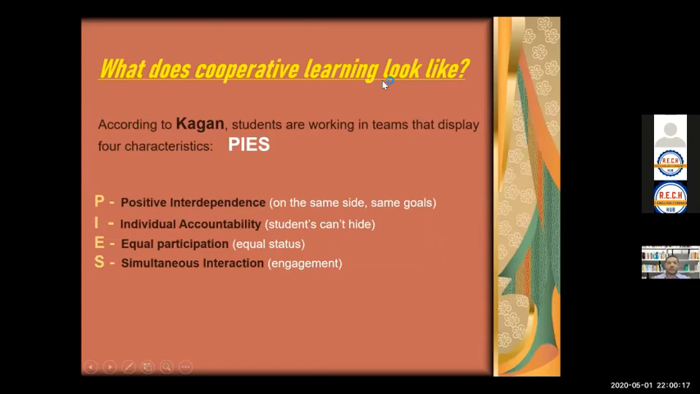Ms. Dureya, these are the 4 pies. They have to apply to every structure you use. Positive interdependence, that means we are not competing. We are not competing, okay? In collaborative learning, you can compete. You can make competitions between groups. But in cooperative learning, you can't do it, because if you try to do it, students will take each other's roles.